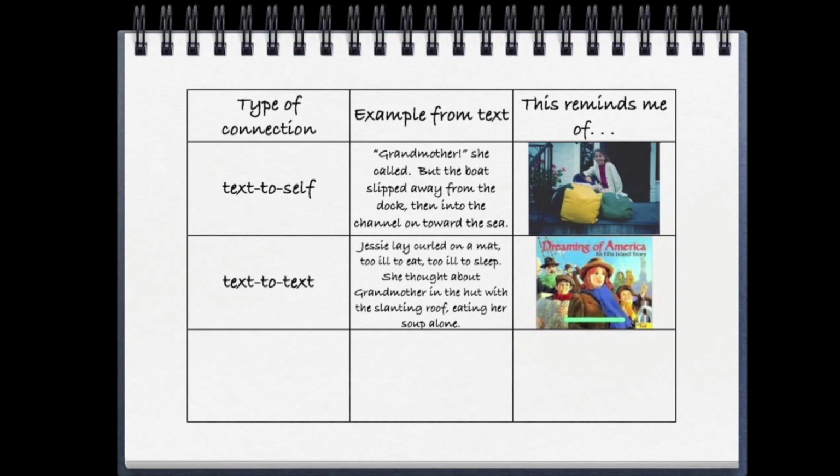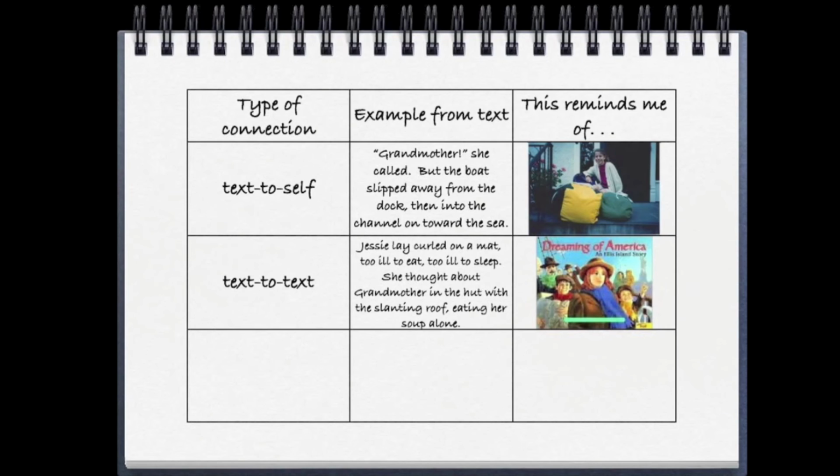I just made another connection. This time it was a text-to-text connection. As I read this quote, Jessie lay curled on a mat, too ill to eat, too ill to sleep. She thought about grandmother in the hut with the slanting roof, eating her soup alone.